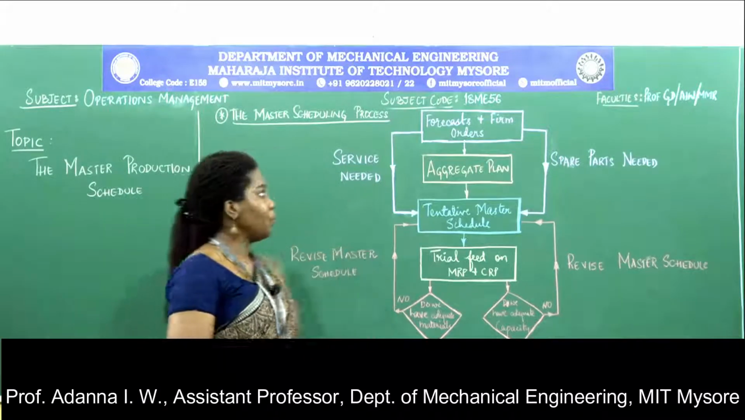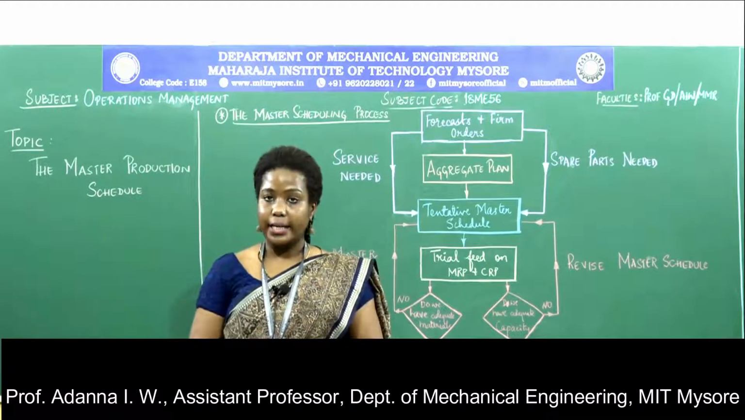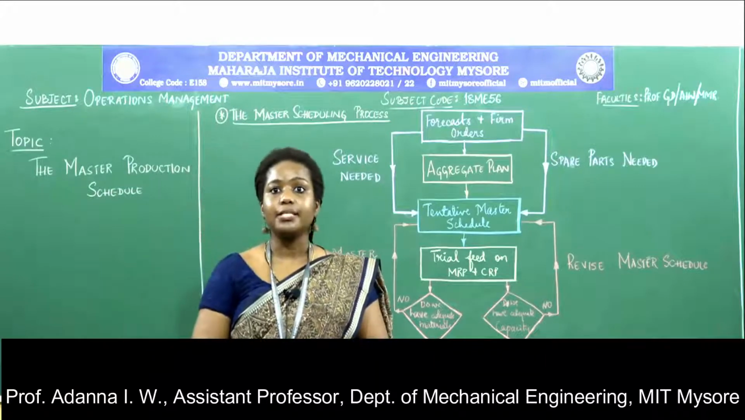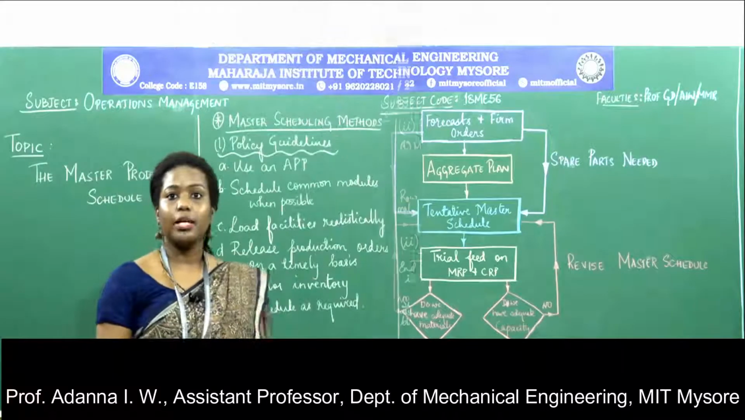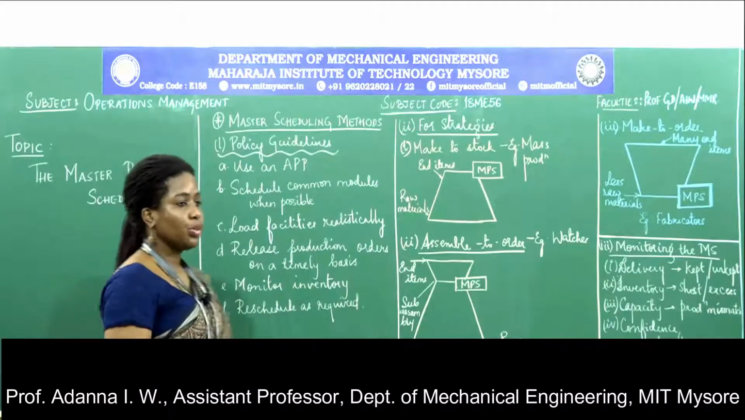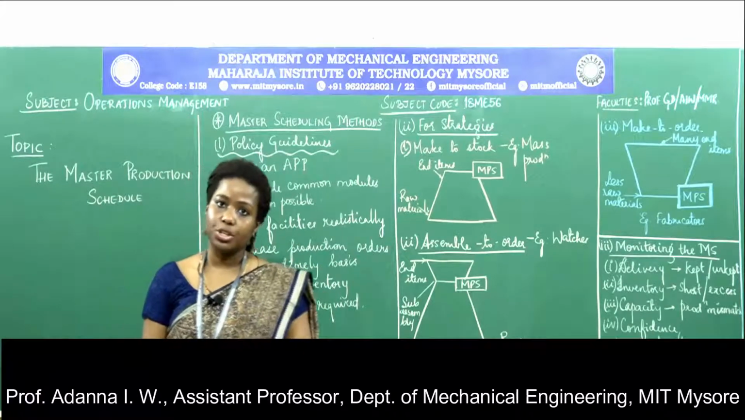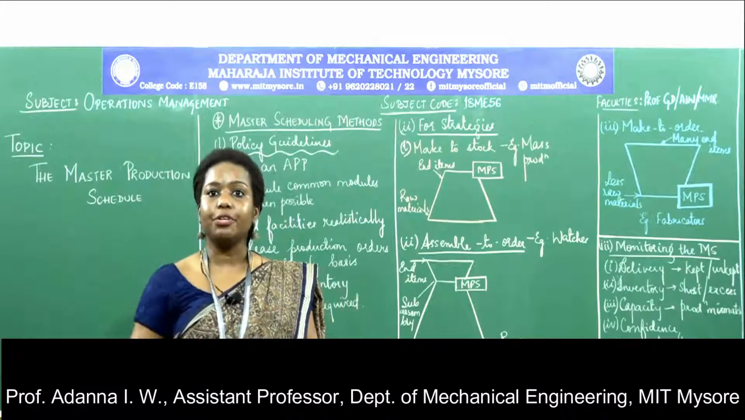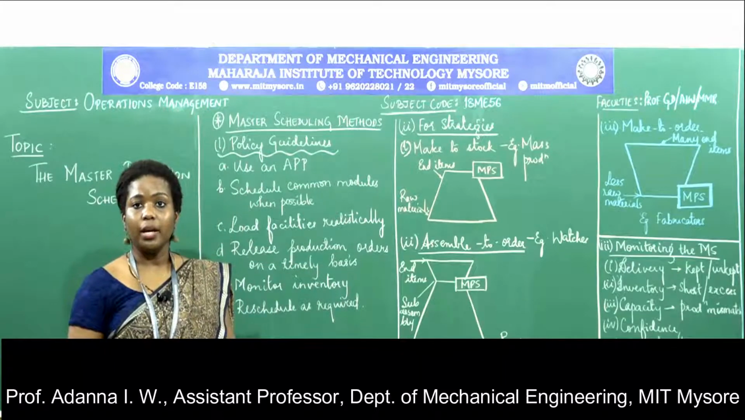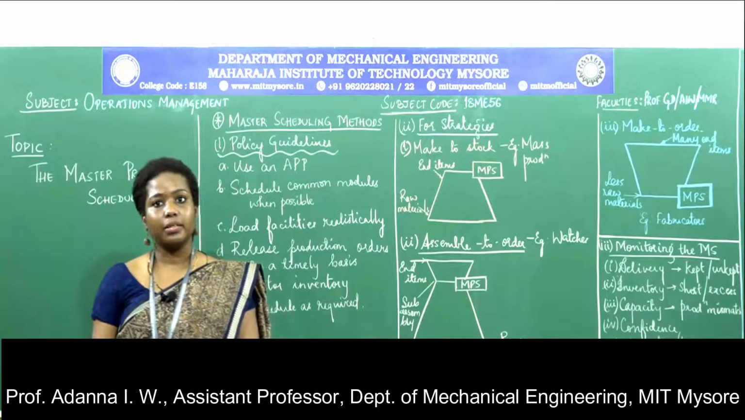Okay, so I hope the overview of the steps involved in the master scheduling process is clear. Now we will understand the methods in which we can carry out this master production schedule. Now we will see what are the different master scheduling methods that we have. The methods of carrying out or monitoring a master schedule fall into three different categories. Depending on what kind of industry we have, the method changes.